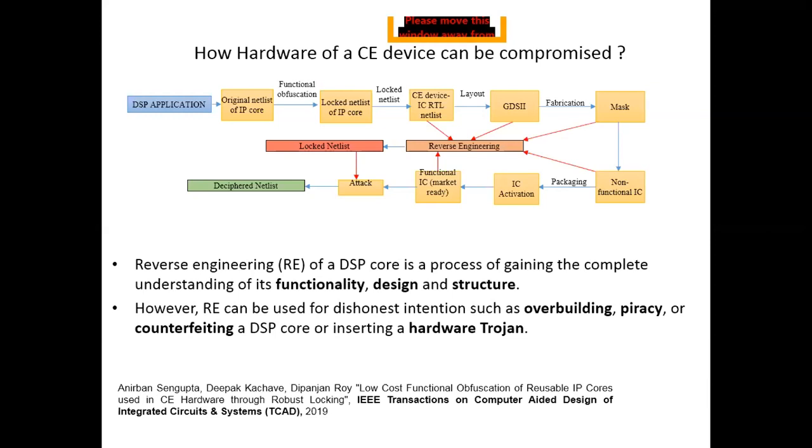Once it gets hold of the locked netlist, it can perform certain attacks on it, such as key sensitization based attacks, the SAT attack, and the removal attack, in order to get a deciphered netlist. Once it gets hold of the deciphered netlist, it can easily insert a Trojan in it, and it can also perform cloning and counterfeiting of it.